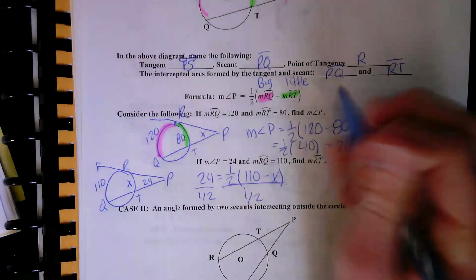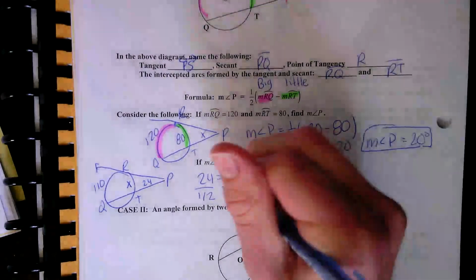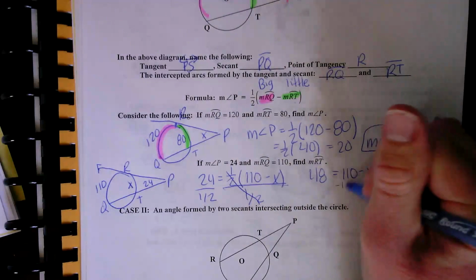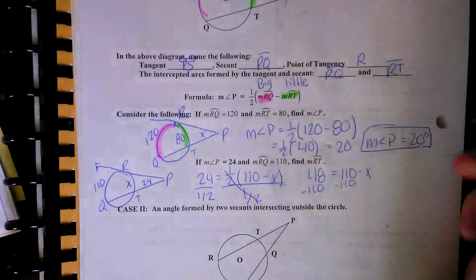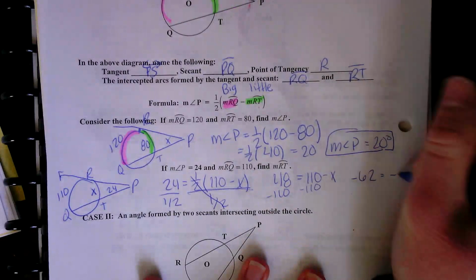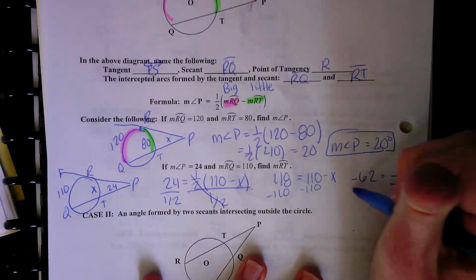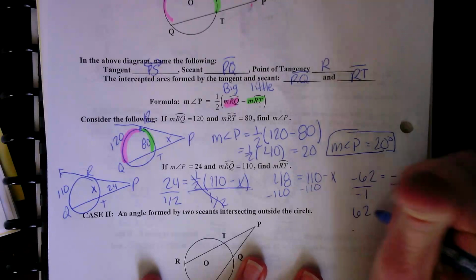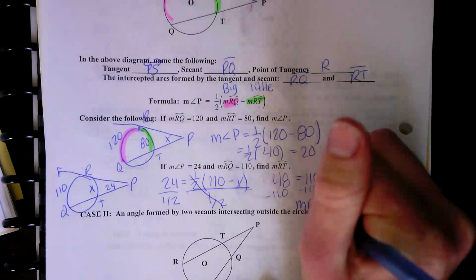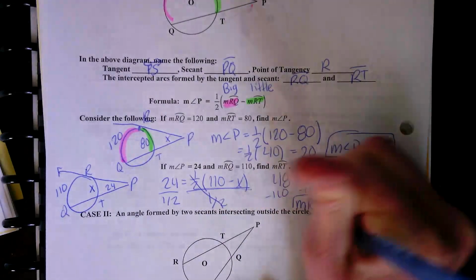So 24 divided by 1/2 is 48. So we're left with 110 minus X. So let's subtract by 110. So we get negative 62 is equal to negative X. Now, to get X by itself, we have to get rid of that negative. So we're going to divide by negative 1. So 62 is equal to X. So our measure of arc RT is equal to 62 degrees.